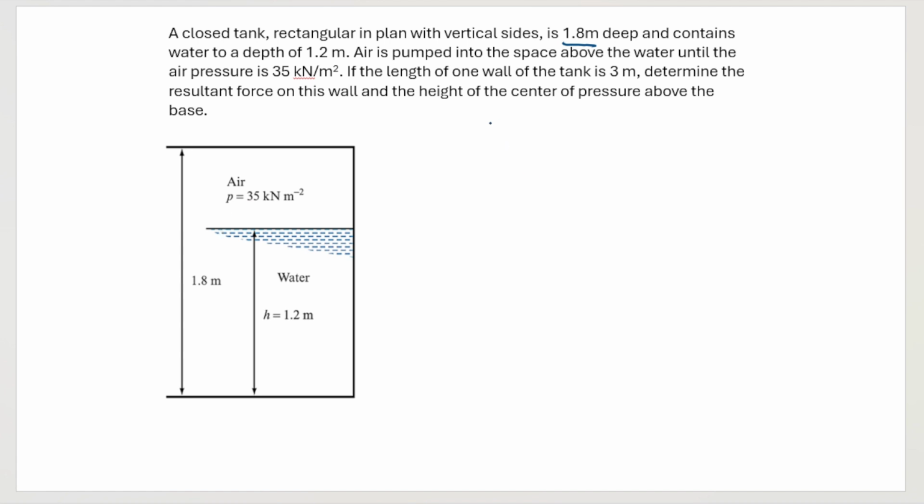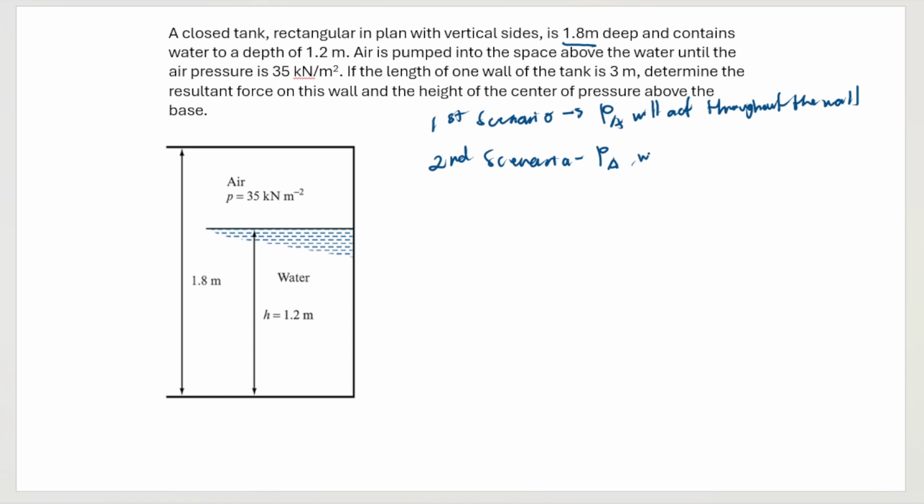There are two possible scenarios that we could see in this one. The first scenario is that air pressure, let's say P sub A, will act throughout the wall, meaning all of the air pressure acts on the wall. The second scenario is that air pressure, or P sub A, will act only at the top of the water.